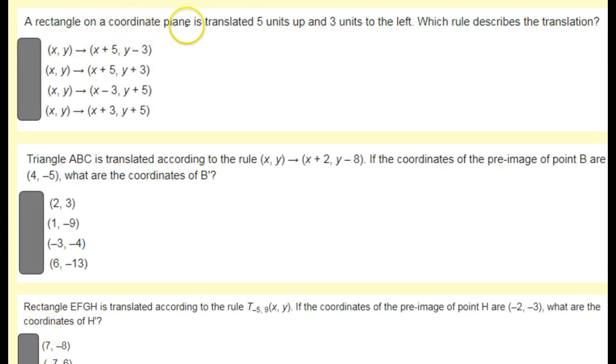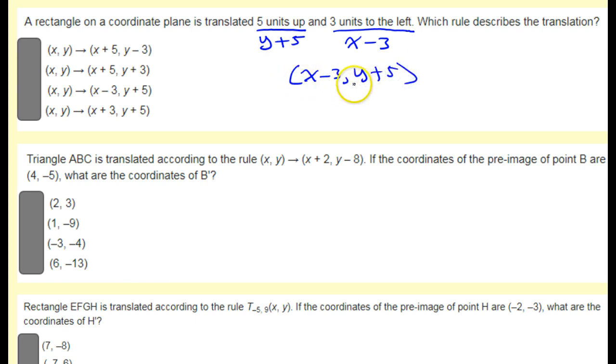A rectangle on a coordinate plane is translated 5 units up and 3 units to the left. Okay, 5 units up, that would be y plus 5. 3 units to the left. Alright, left, right, those are x values. So this would be x minus 3. Okay, so in the proper order, it would be x minus 3, comma, y plus 5.